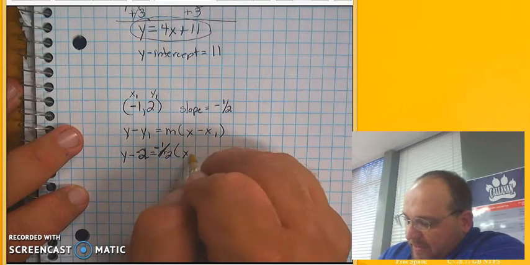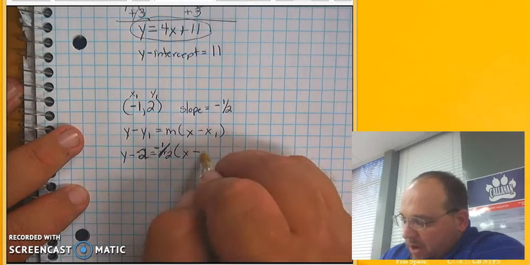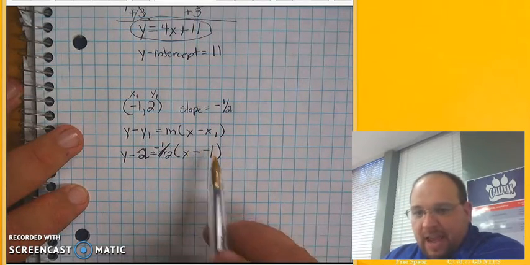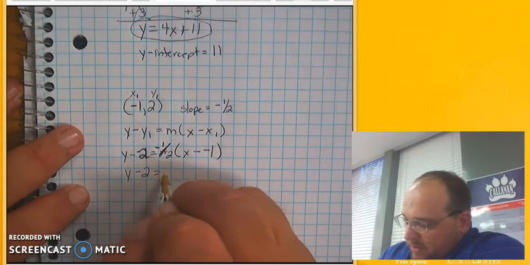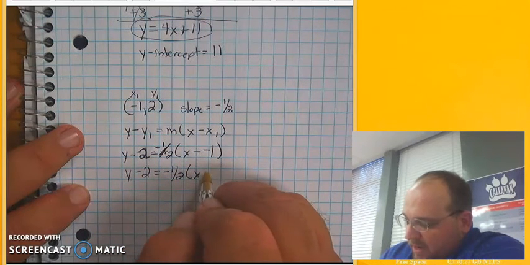For x, I'm going to leave x there, and now I'm going to substitute for x1 the negative 1 here. So again, you notice here I have a minus and negative, so I'm going to rewrite that so that it's adding a positive. So rewriting my equation so that I'm taking out that minus and the negative.